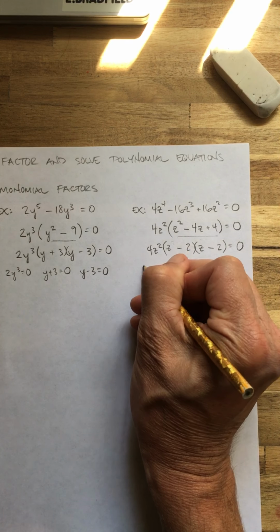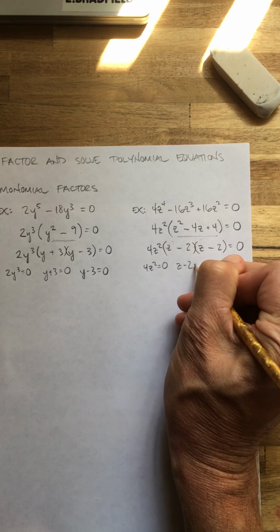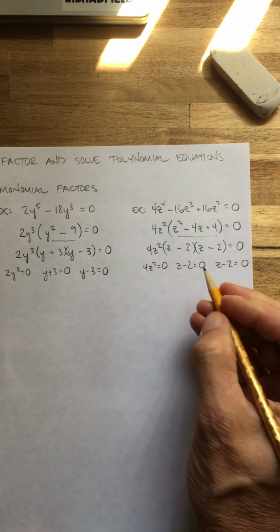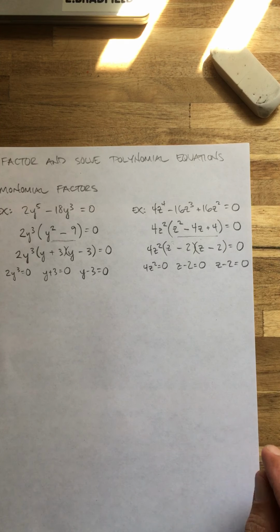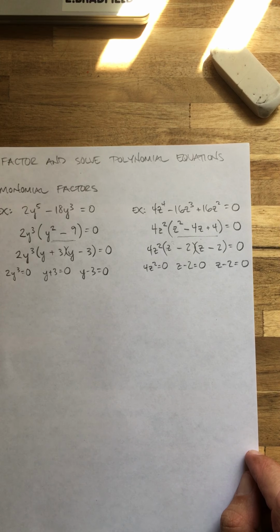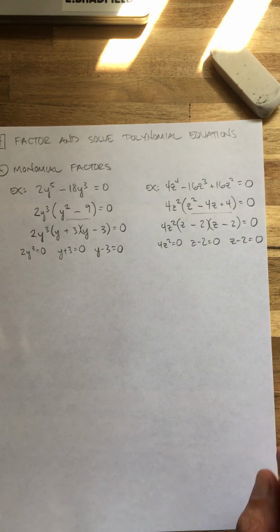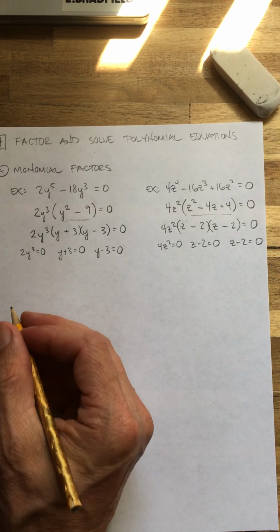And now you could finish by saying 4z squared equals 0, z minus 2 equals 0, and z minus 2 equals 0. You'll get 2 of the same answer right there, okay? All right, so that's how you're going to get going with monomial factors, but let's do something you may not have seen before. Actually, everything else is going to be stuff you haven't seen.